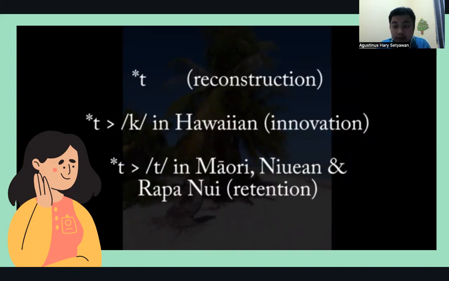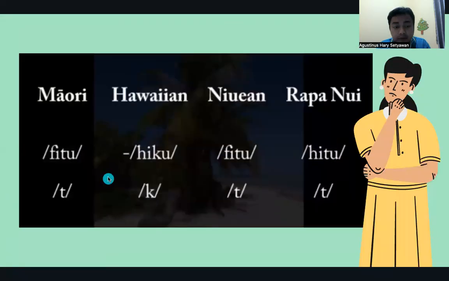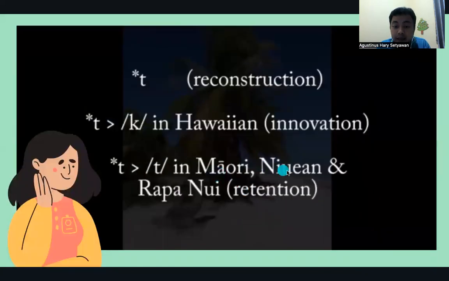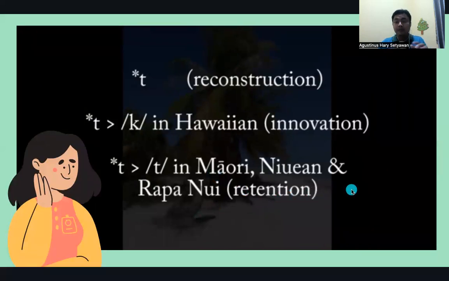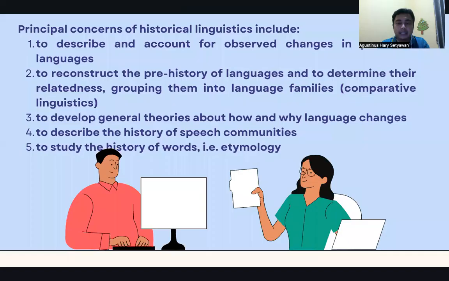That is the term in linguistics for language change. And then it is still the same in Niuan and Rapa Nui. If it changes, it is called innovation. If it is still the same, it is called retention. So there is retention, the same, in Maori, Niuan, and Rapa Nui.